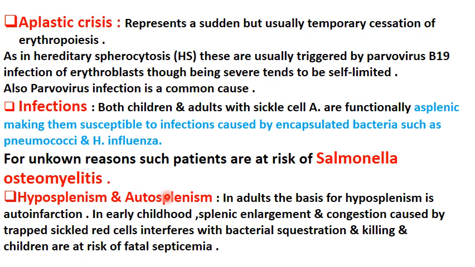Hyposplenism and autosplenectomy. In adults, the basis for hyposplenism, as I told you, is auto-infarction. In early childhood, there is splenic enlargement, because there is a large spleen in patients with sickle cell anemia, and congestion caused by trapping of sickle cells, which interferes with the bacterial sequestration and culling, so the children are more susceptible to fatal septicemia.